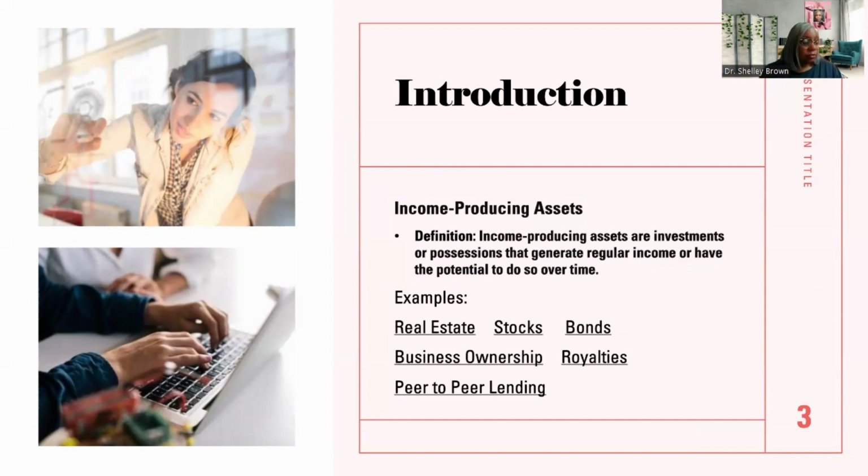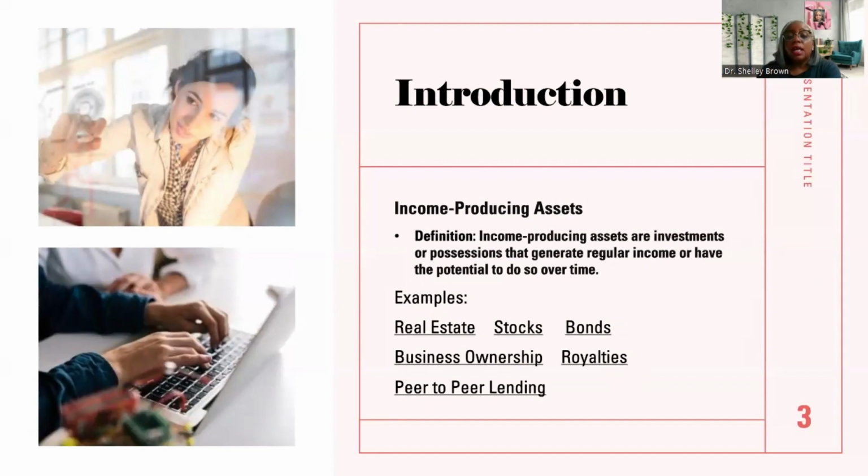Then we have stocks, and we have dividend paying stocks provide regular income in the form of dividends. Bonds pay interest regularly. Business ownership, owning a profitable business or shares in a business that distributes profits. Royalties, income from intellectual property such as patents, copyrights, royalties from books or music, etc. And then peer-to-peer lending, earning interest from lending money through platforms like Lending Club or Prosper. So these are income producing assets.